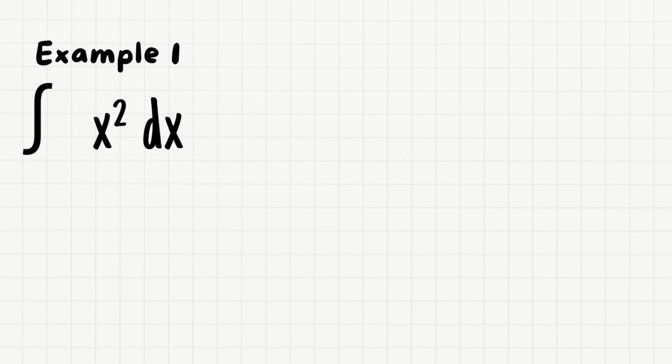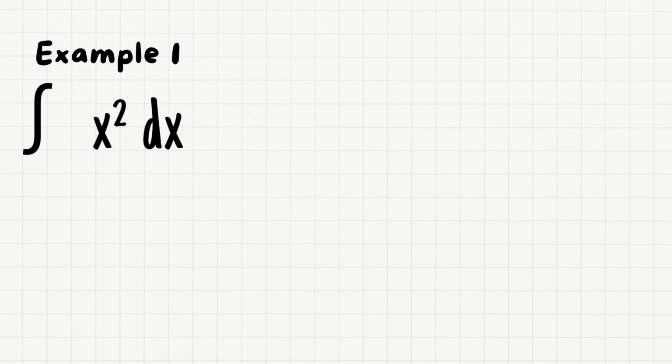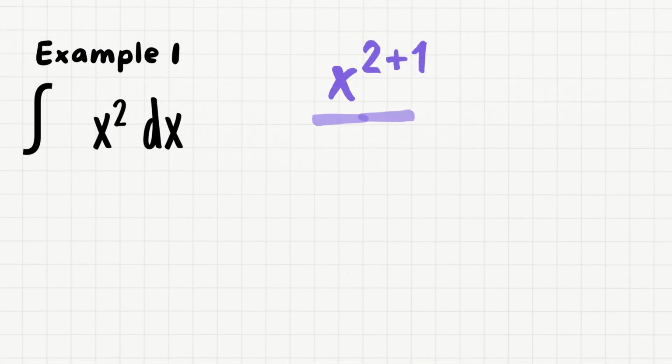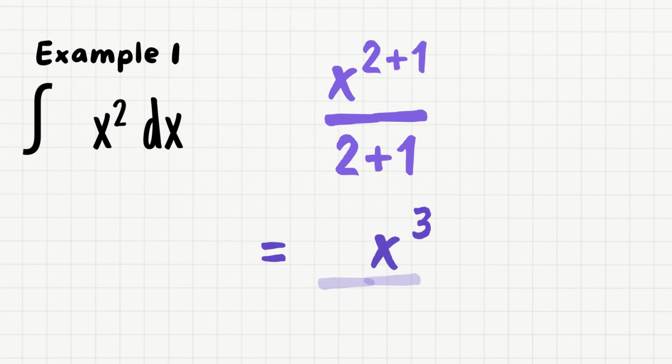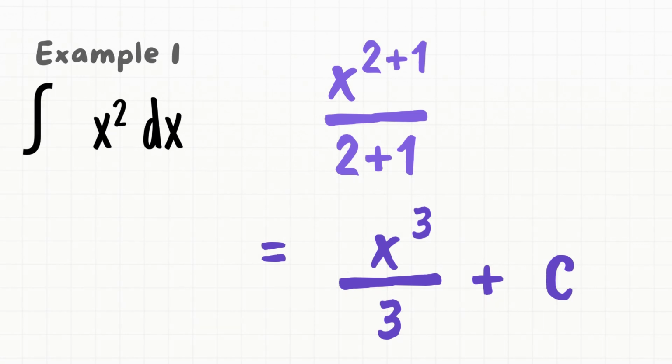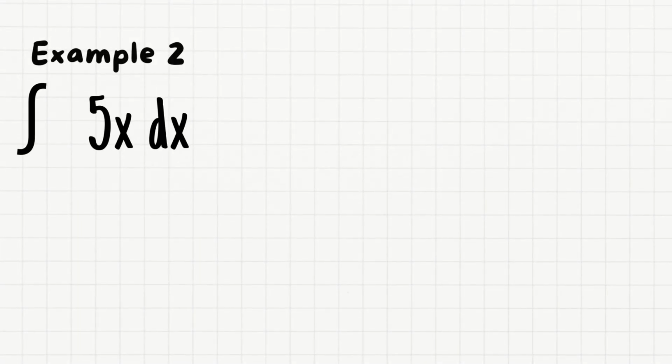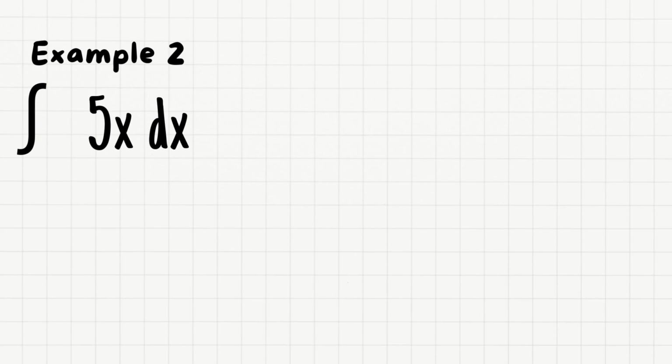This one's a classic. To integrate x squared, all you need to do is increase the exponent by 1 and then divide by that new exponent. So it becomes x cubed divided by 3. And don't forget your constant of integration, plus c. See? Simple.